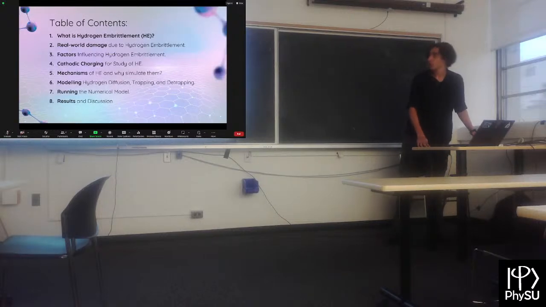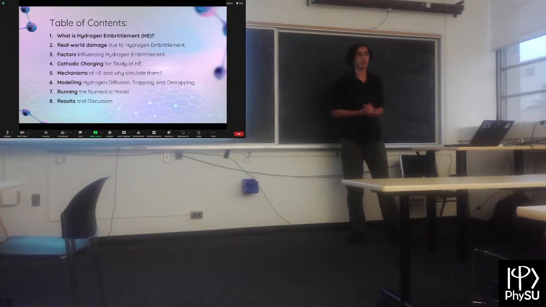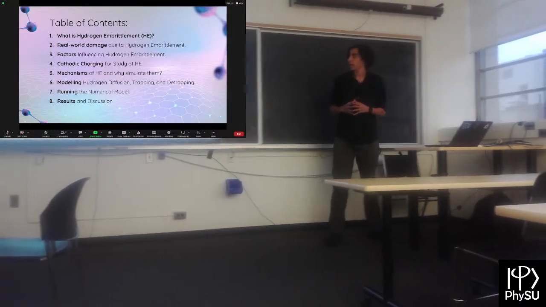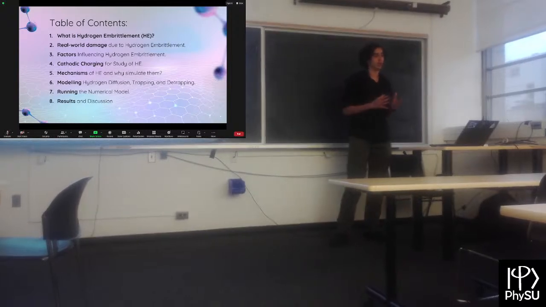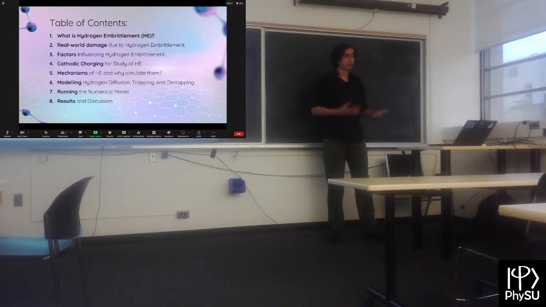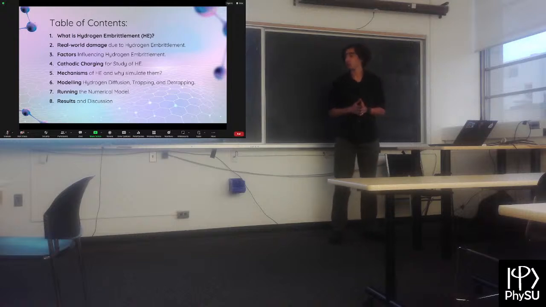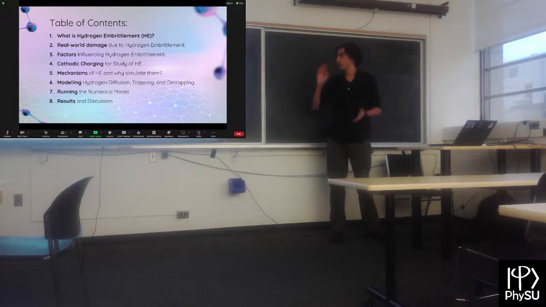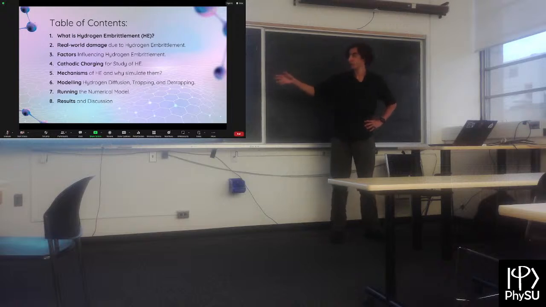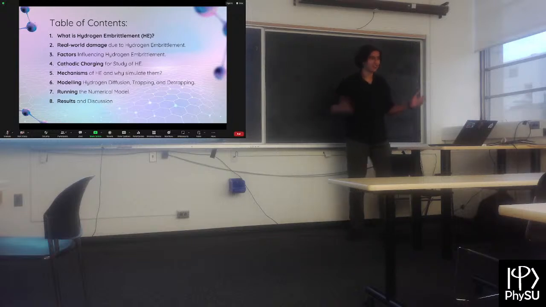All right. So before I get started, I want to give a table of contents of everything I'll talk about. So first of all, what is hydrogen embrittlement? I'm going to answer that for you, and then talk about the real-world damage that occurs due to hydrogen embrittlement, and then also cover the factors that influence it. How does it occur? I also talk about cathodic charging, that's also a method of studying hydrogen embrittlement. And then I talk about modeling hydrogen diffusion, trapping and detrapping, running the numerical model that I translated, and then talk about the results in the discussion. This is all going to make a lot of sense very soon.